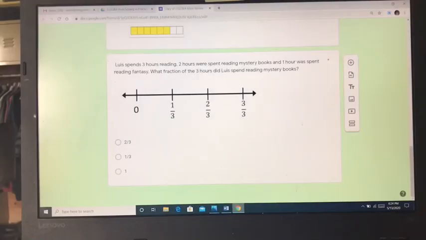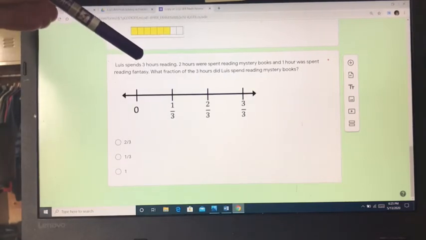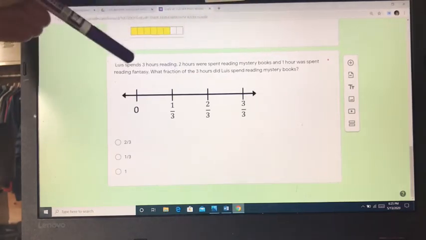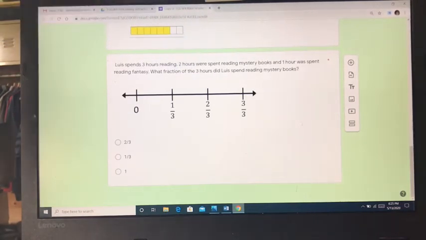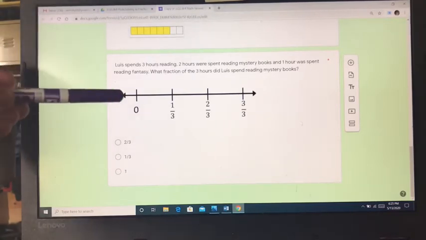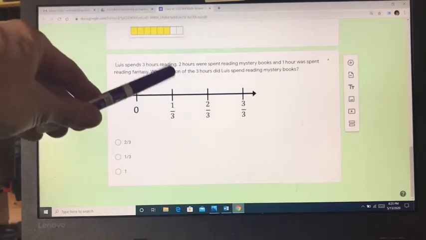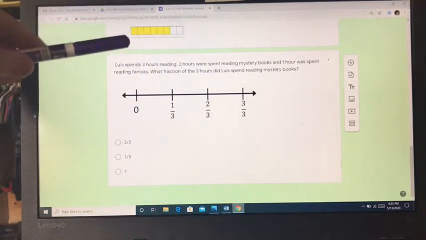The last problem says Lewis spends 3 hours reading. 2 hours were spent reading mystery books and 1 hour was spent reading fantasy. What fraction of the 3 hours did Lewis spend reading mystery books? All right, so I need to use my numbers 3, 2, and 1, or at least look at those numbers, and there's a 3 right there, and figure out what I do with them. I also see there's a number line. So they also want the answer as a fraction, all right?